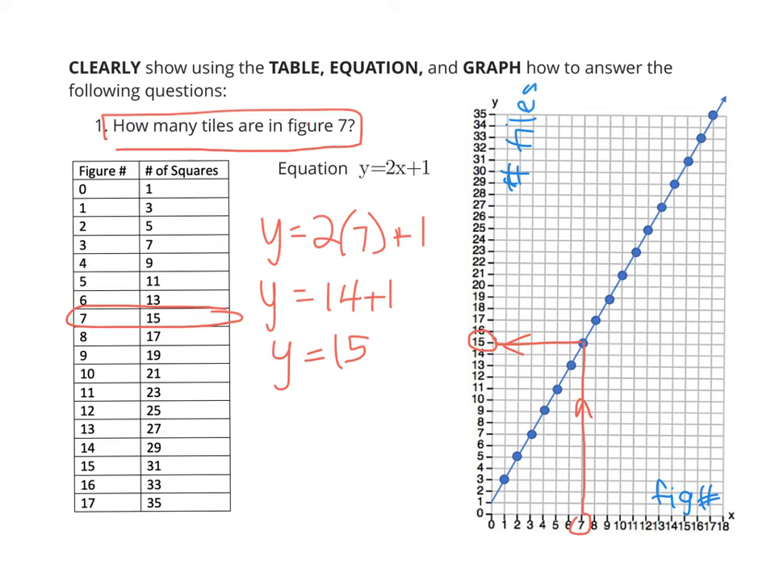So this is how we clearly show, using the table, we've circled it, using the equation, we've plugged in and shown our work, and using the graph, we've started at figure 7 and we've shown where it crosses my graph to answer that one question. So when I ask you to do these problems and I ask you to clearly show, this is what I'm looking for, okay? But this is how you can solve any problem using any one of the representations.